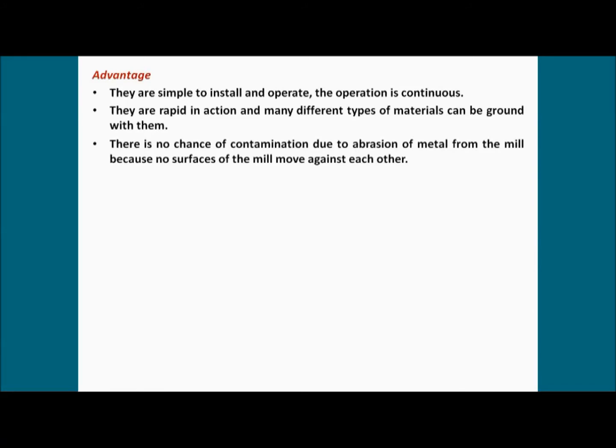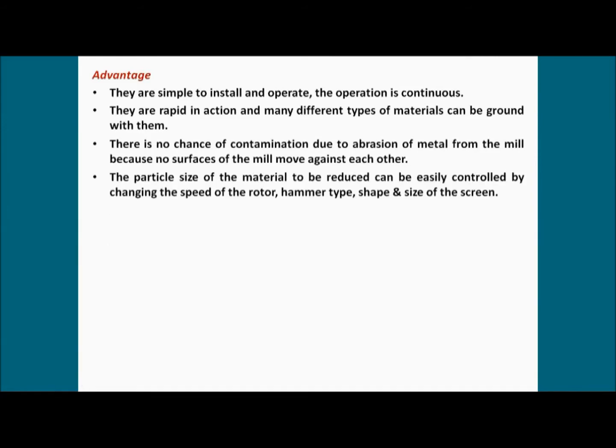Actually there is no chance of contamination due to abrasion from the mill, because only the hammer is moving, not the casing. The casing is stationary, only the hanging hammer is moving by virtue of the shaft which is placed centrally. Now the particle size of the material can be easily controlled by changing the speed of the rotor. Suppose you want smaller size particles, you can increase the speed of the rotor. You can change the type of the hammer. Moreover, you can change the shape and size of the screen.